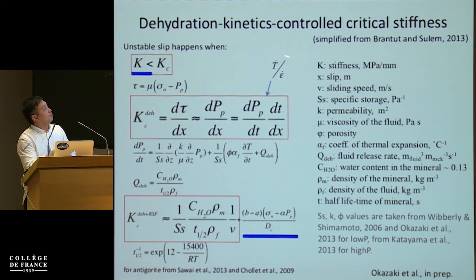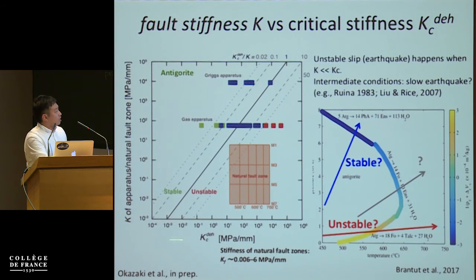This is similar to what we use for scaling to natural subduction zone conditions. And if you put in some material constants based on dehydration kinetics from the literature, we can make an equation like this. So the critical stiffness of the dehydration reaction plus friction behavior is something like this. Now I plot this as a function of stiffness, meaning the elastic constant of the apparatus or of the natural subduction zone fault zone.